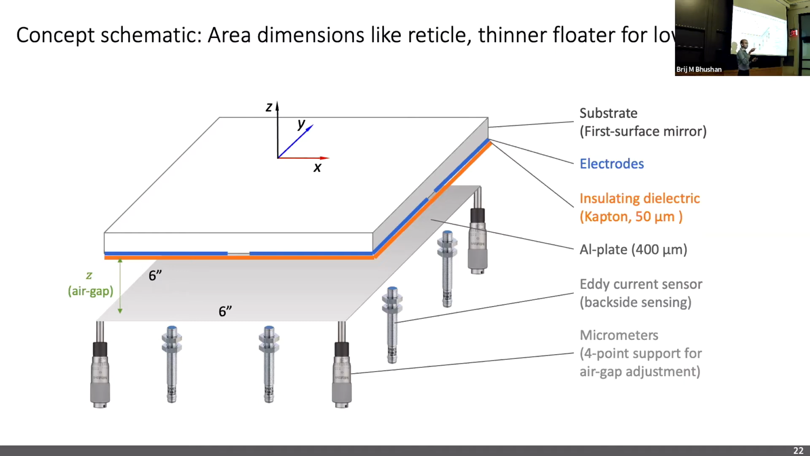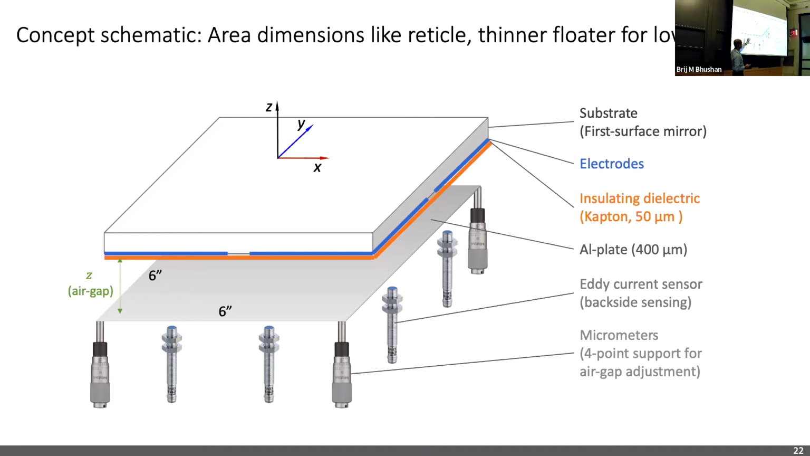And therefore, it was a good option to use as the electrodes. We just mill out certain regions wherever we want to remove the layer, create islands, and those islands work as the first surface mirror electrodes. Then we stick a layer of capacitance sheet for insulation that acts as a dielectric insulating layer. And we use the aluminum floater as our object. We sense from the backside.